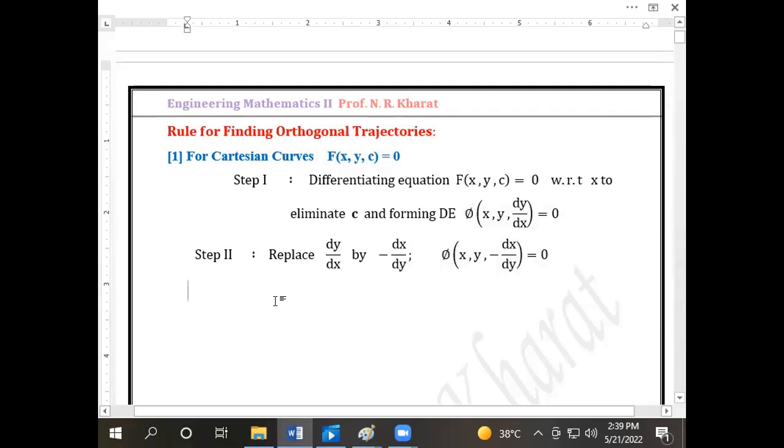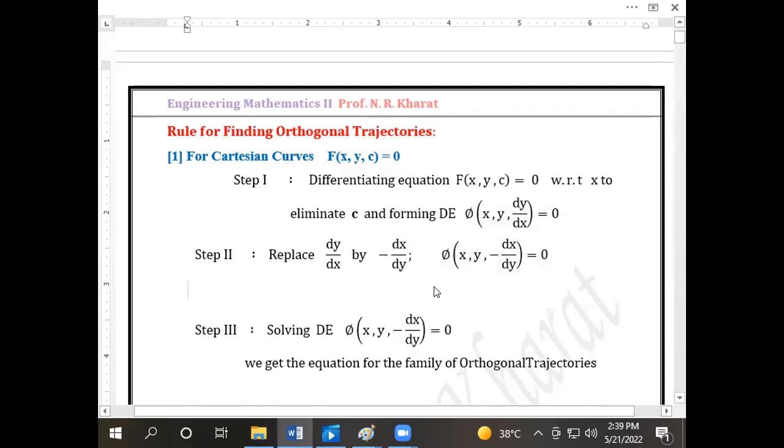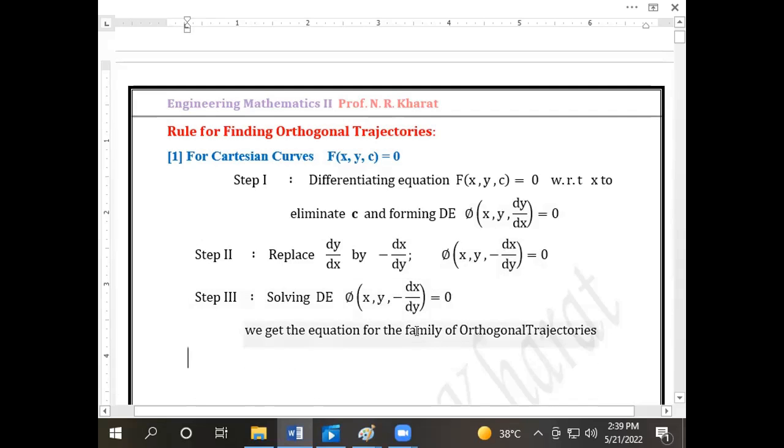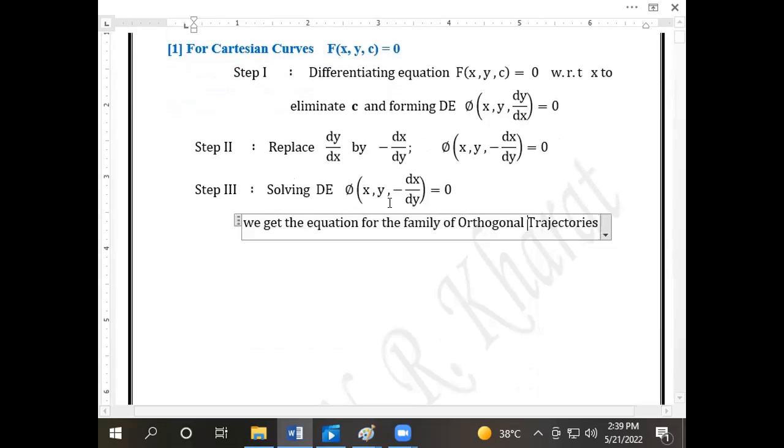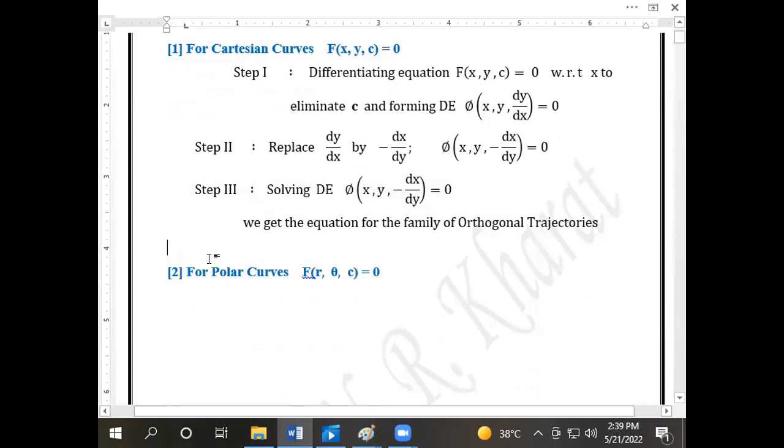And lastly, we have to find the solution of such a differential equation, and that equation is nothing but the orthogonal trajectory's equation. That is said to be the orthogonal trajectory. And when we solve this equation, we get the family of curves.